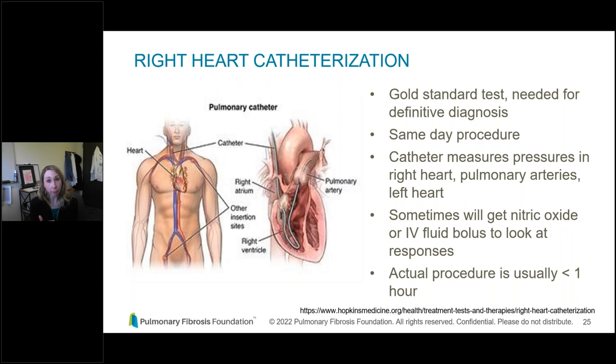Sometimes during the catheterization, you'll get nitric oxide or IV fluid. So the person doing the catheter can look at how your blood vessels and heart respond, because that can give us some clues to the cause of pulmonary hypertension or how you may respond to therapy. The actual procedure itself is usually less than 1 hour.